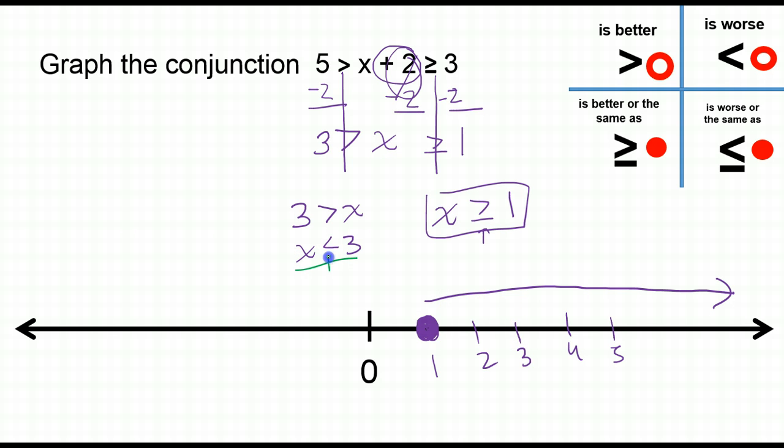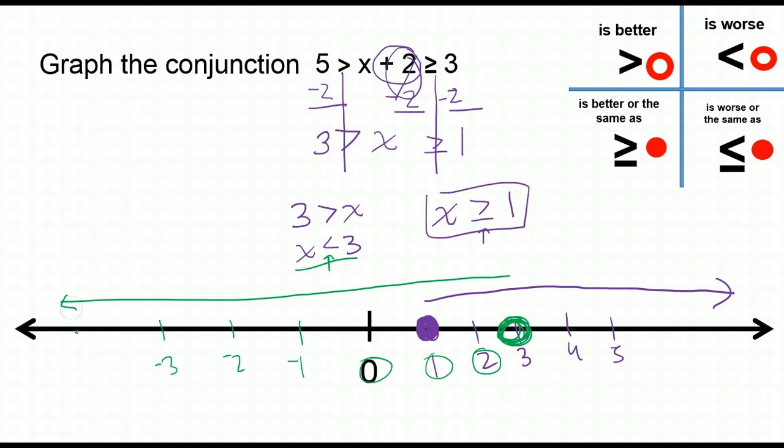So open circle or filled in? Open. All right. And which direction? Well, less. What are some numbers that are less? 2 is less than 3, and 1 and 0, and every negative known to man and woman. So there is a little bit of an overlap.